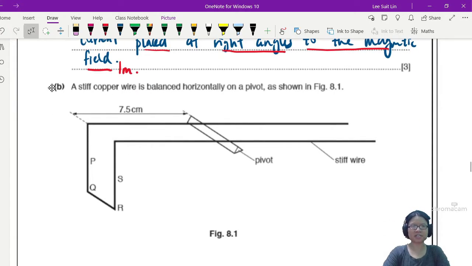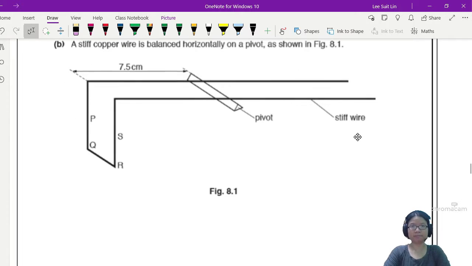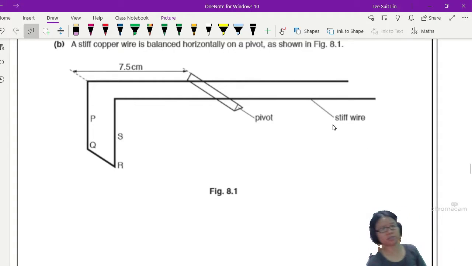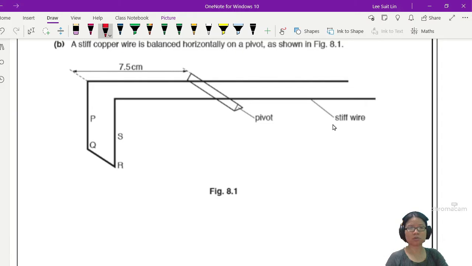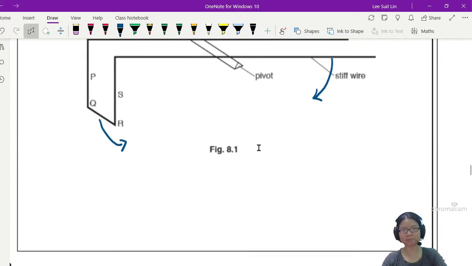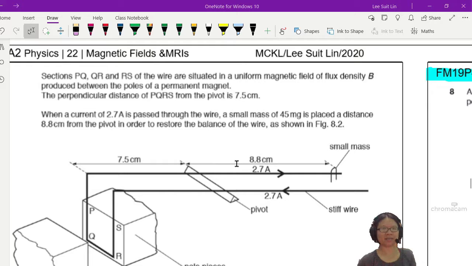Here we have a stiff copper wire balanced horizontally on a pivot, shown in this figure. Of course, the reason why it is balanced is because there's 0 net torque. Whatever weight of the wire that is pulling it in this direction, counterclockwise, will be the same as the weight of the wire that's pulling it in this direction, clockwise. So they kind of balance out. All right, but let's read the question.